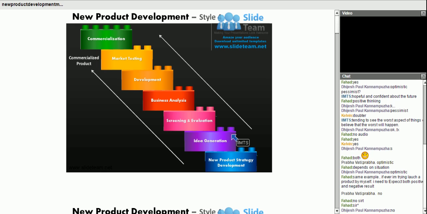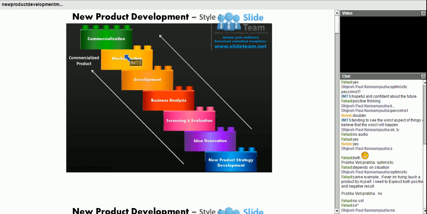Okay. Now see this. These are the steps for new product development. The first step is new product strategy development. Then idea generation. Then screening and evaluation of the ideas. Then the business analysis. Then development. Then market testing that we have done just now. And the last one is commercialization. So these are the 7 steps of new product development.